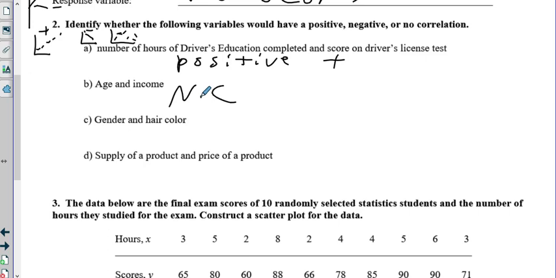Gender and hair color. Well, that's no correlation for two reasons. One, there's just no correlation. And two, they're not numbers. Okay? X and Y, when we're talking about correlation, have to be numbers. Those are categorical things. So, no connection.